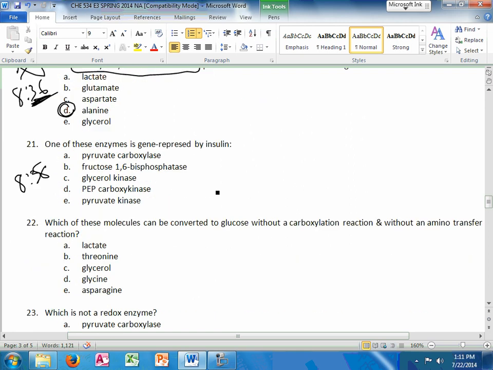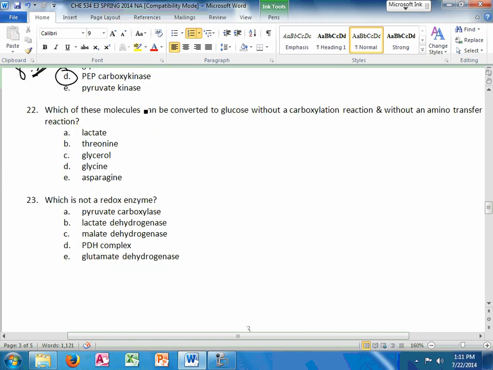Gene suppressed by insulin. That's PEP carboxykinase. That's found on slide 38. These molecules can be converted to glucose without a carboxylation reaction and without an amino transfer reaction. So that's glycerol. Amino transfer reaction is going to take out all of these amino acids, and lactate comes in at the pyruvate level, and then the next step is a carboxylation reaction, so that's why lactate's not an answer.